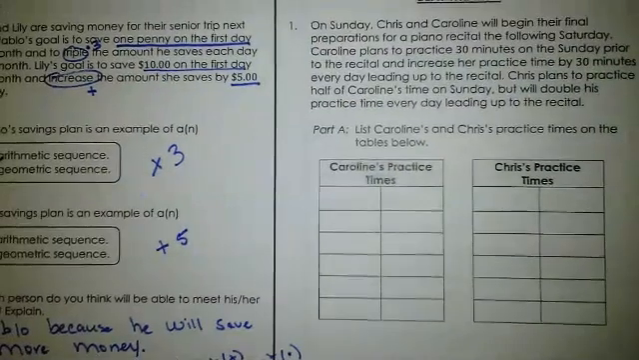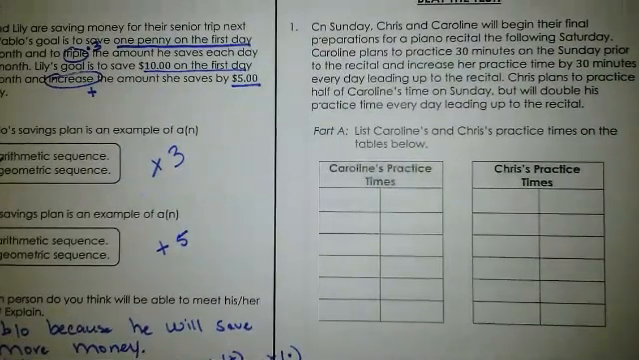On Sunday, Chris and Caroline will begin their final preparations for a patio recital the following Saturday. Caroline plans to practice 30 minutes on the Sunday prior to the recital and increase her practice time by 30 minutes every day leading up to the recital. Chris plans to practice half of Caroline's time on Sunday, but will double his practice time every day leading up to the recital. List Caroline and Chris's practice times on the tables below.